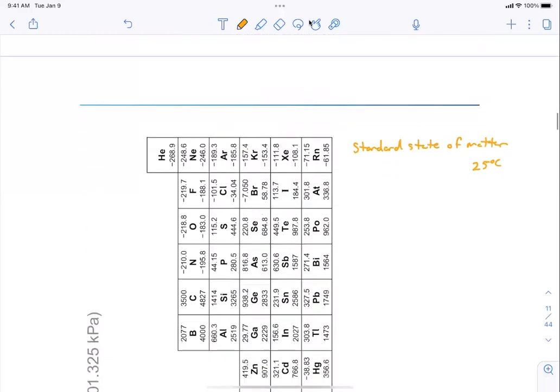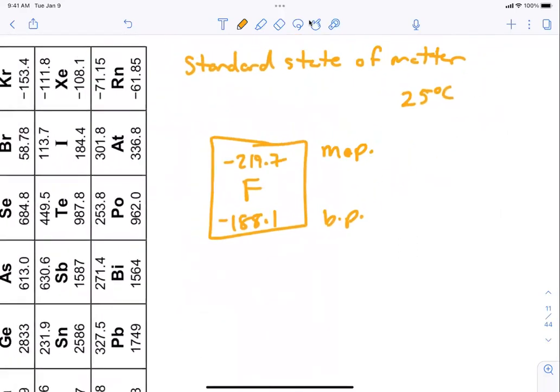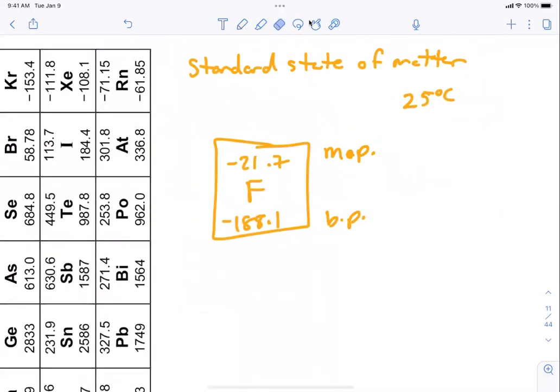Okay. And so each of these elements has a melting and boiling point. And the way I want you to think about it is this, okay? Because on the top, there's a melting point, and on the bottom, there's a boiling point. And each of those numbers subdivides it into a different state of matter.